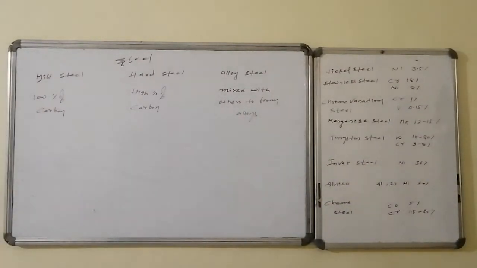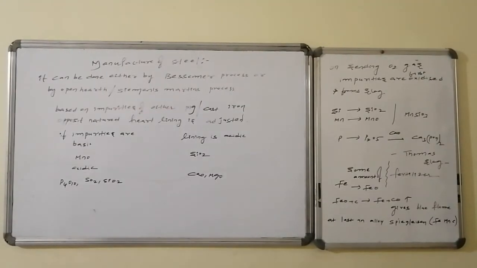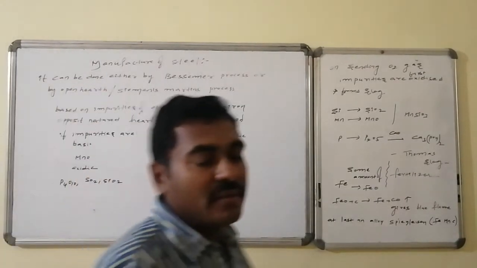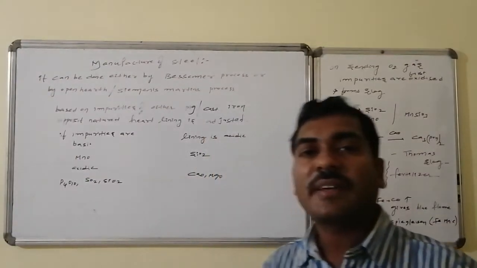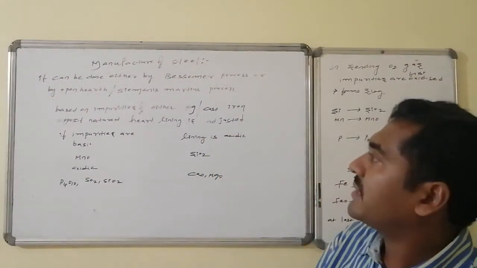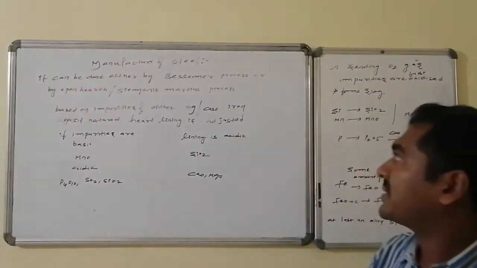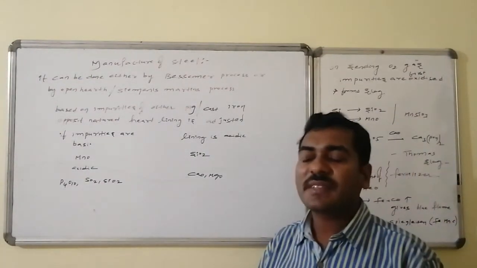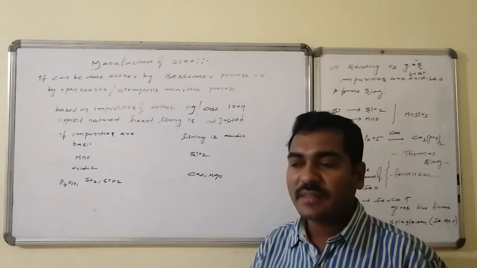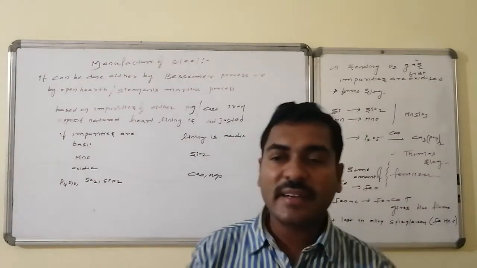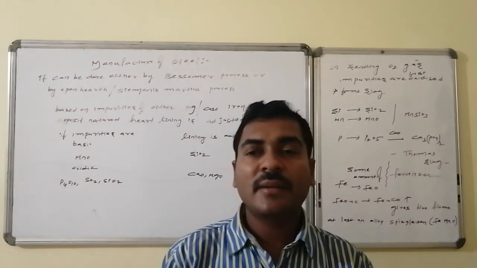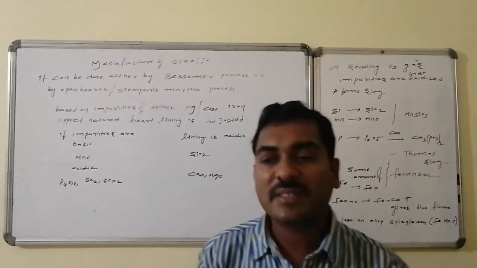Manufacture of steel. Steel manufacture can be done by two varieties of processes. One is the Bessemer process and the second one is the open hearth process, also known as the Siemens-Martin process. In both processes the technique is the same. Here cast iron, otherwise the pig iron, is taken as the material for the manufacturing of steel.